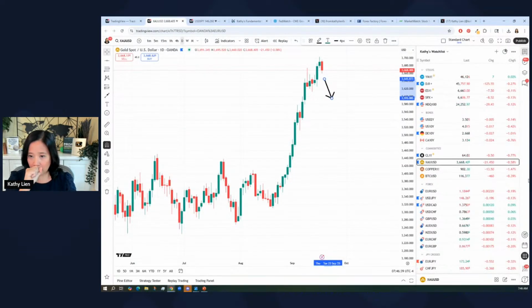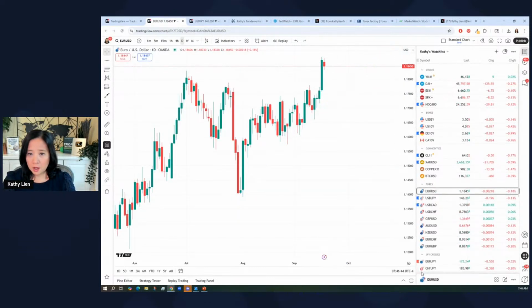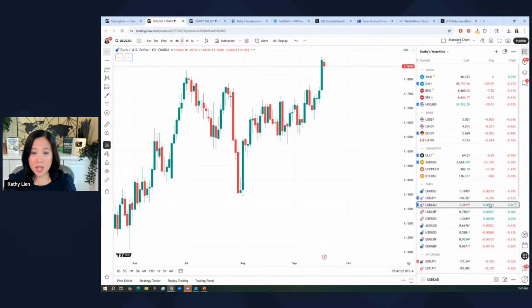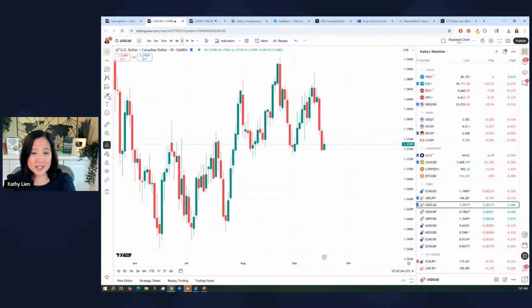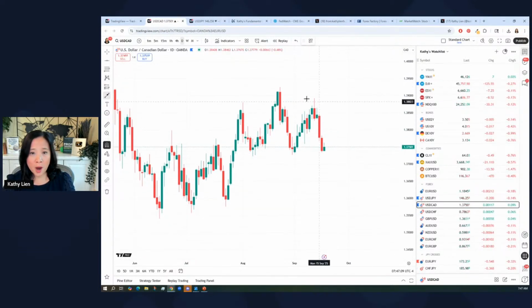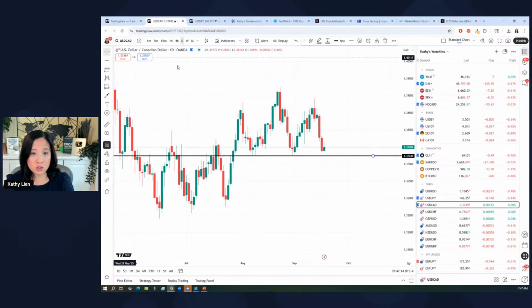And then the dollar itself. Look at my watch list here. The dollar is up against the euro, down against the yen, up against CAD, Swiss franc, flat against the pound. So basically up against everything except for dollar yen. So it's important to be aligned with the overall market sentiment. And you can see CAD is down. We are at the bottom of this overall range, which is actually quite good.